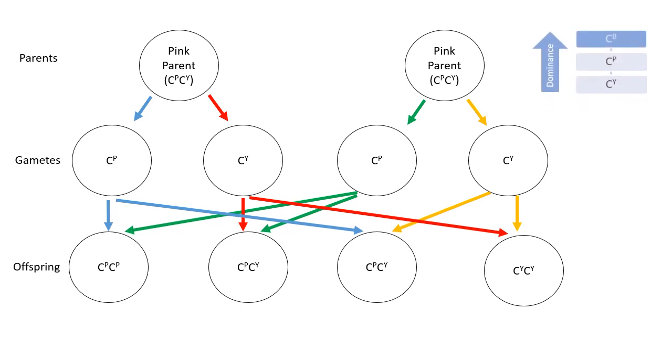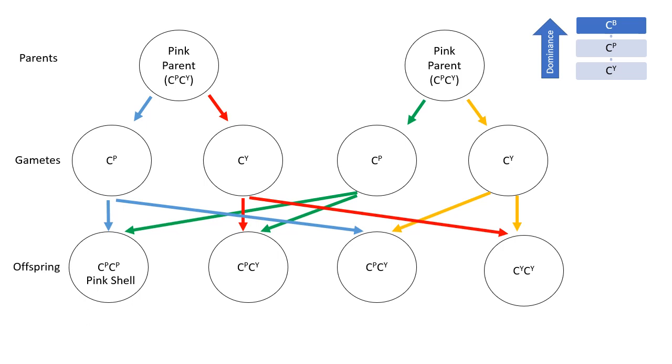And again, make sure that you remember the order in terms of the dominance levels, and then you can work out and place in the phenotypes. So homozygous pink is a pink shell. Heterozygous will still be a pink shell. Heterozygous, pink shell. And finally, homozygous for the yellow will be a yellow shell. You've got your genotype and your phenotype.